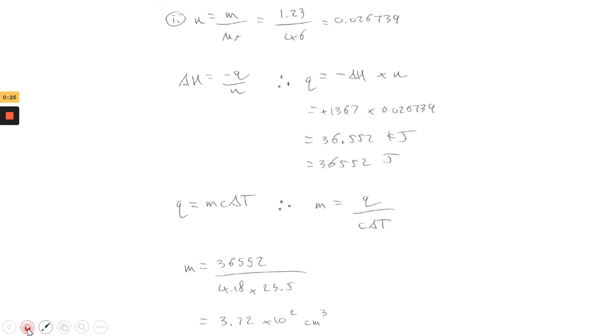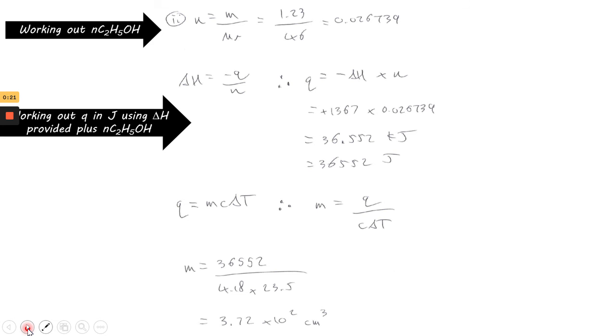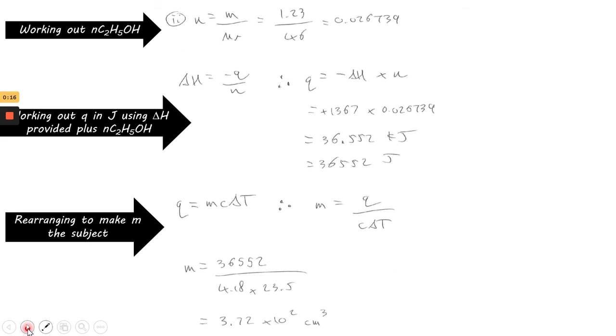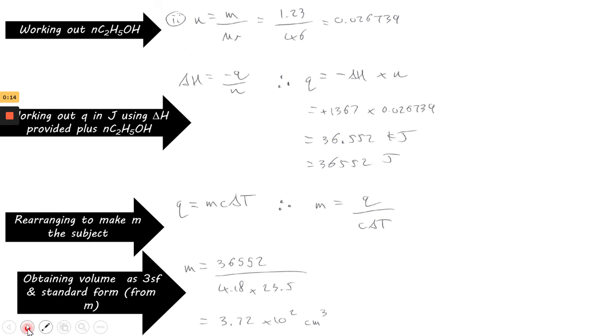Quick check of the mark scheme there. Firstly, working out the number of moles of alcohol, and then you work out Q in joules, the same way as we did before. You rearrange this time to make m the subject, plug the numbers in, and you get the volume in standard form and to 3 sig figs.